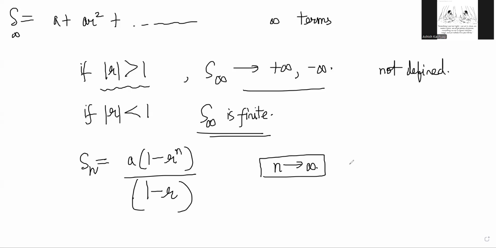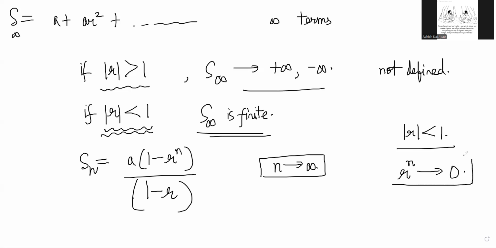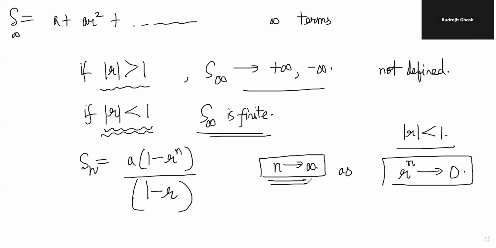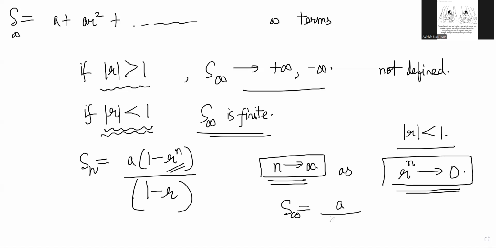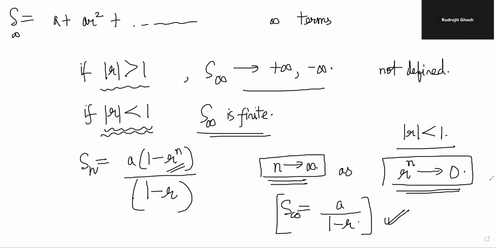N should become very large. So if you think about it, if n is becoming very large and your r has magnitude less than 1, it keeps going toward zero. Mod r is less than 1, then r power n will tend to 0. Yes, sir. As n tends to infinity, r power n tends to 0. So this term is going to get ignored and sum to infinity is going to become a by 1 minus r. Yes, sir. So that is the formula for an infinite GP sum. But it only works when the modulus of your common ratio is less than 1.